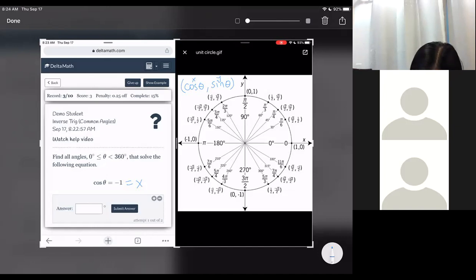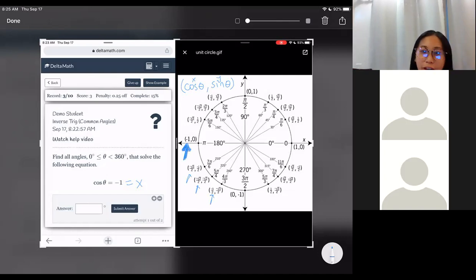Okay, so we're going to look on our unit circle. Where do we see an x value of -1? I'm going to look at all our x values. Nope, nope, nope. Oh look, it's right there. Here's our x value when our x value is -1.